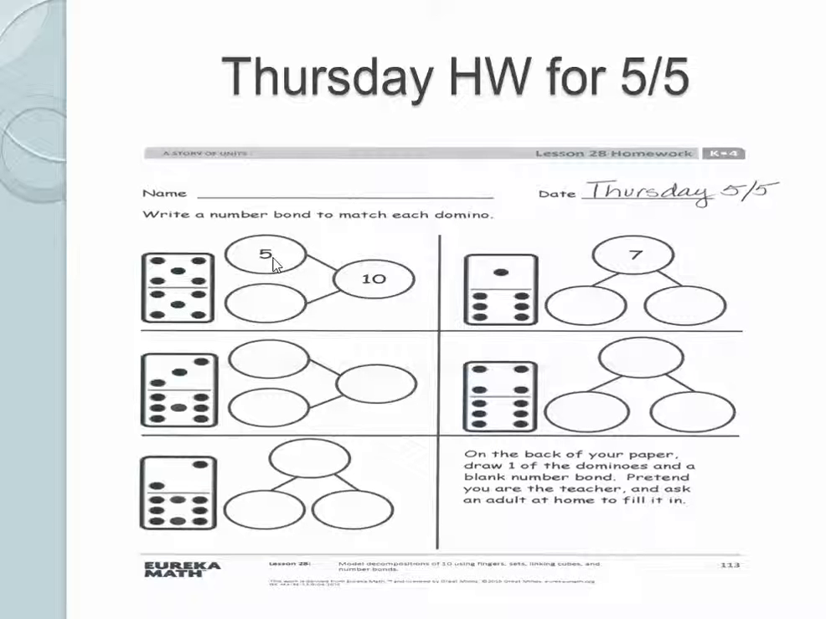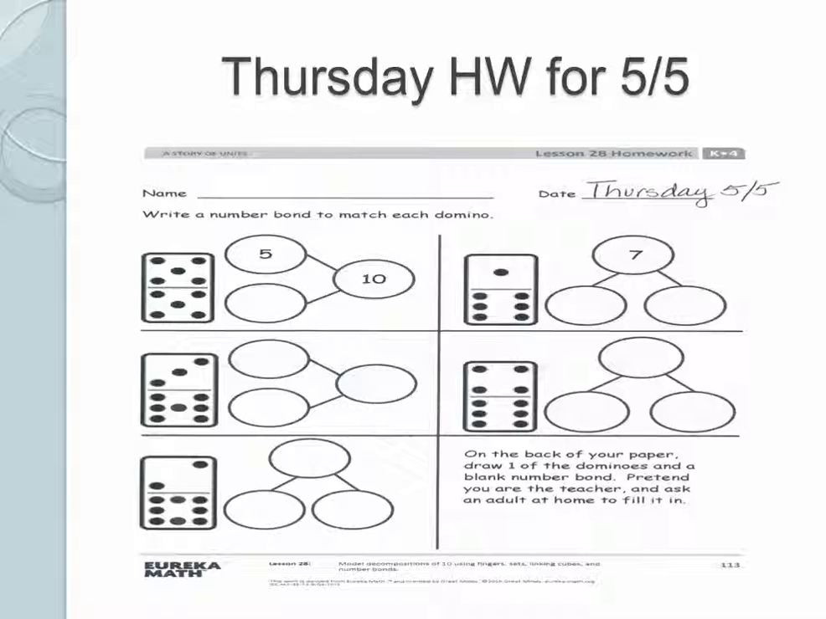So see how they put 5 in the first circle to show the number that they took away from the 10, and then the number that will be left after you take away 5 from the 10 will be written in this last circle of the number bond. Now let's try to solve the second problem here for you.